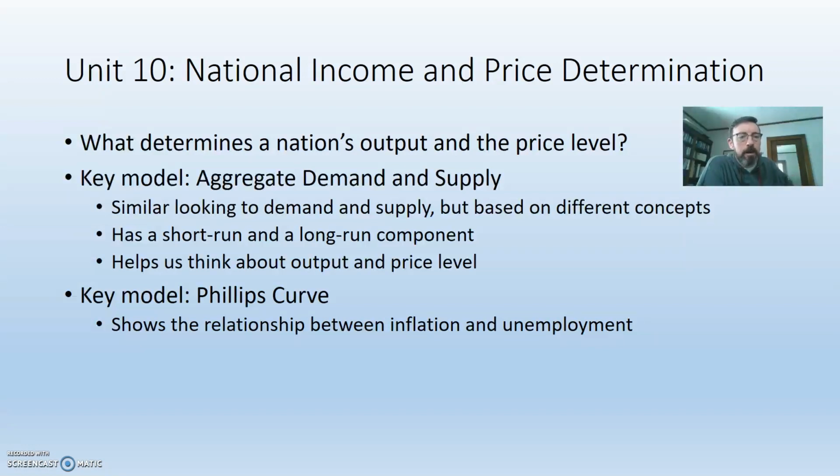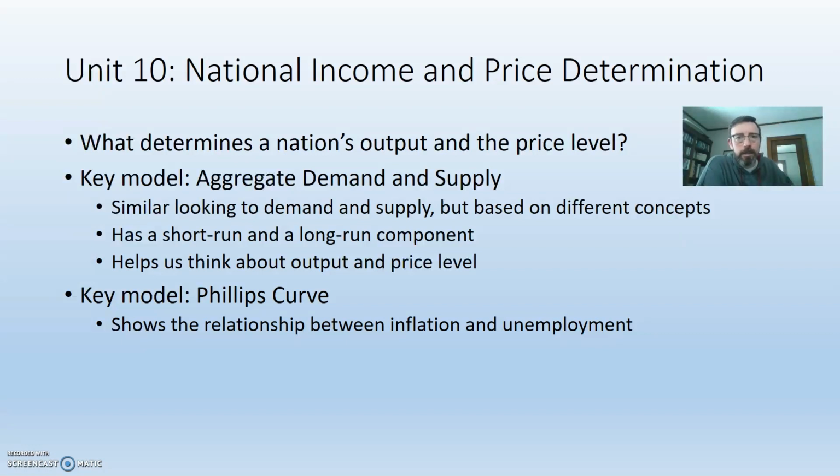The aggregate demand, aggregate supply model, sometimes I'll just call it the ADAS model. We think about it in the short run. We also think about it in the long run, so there are two different versions of it. It really helps us understand the nation's level of output, or real GDP, and the nation's price level, or the deflator.